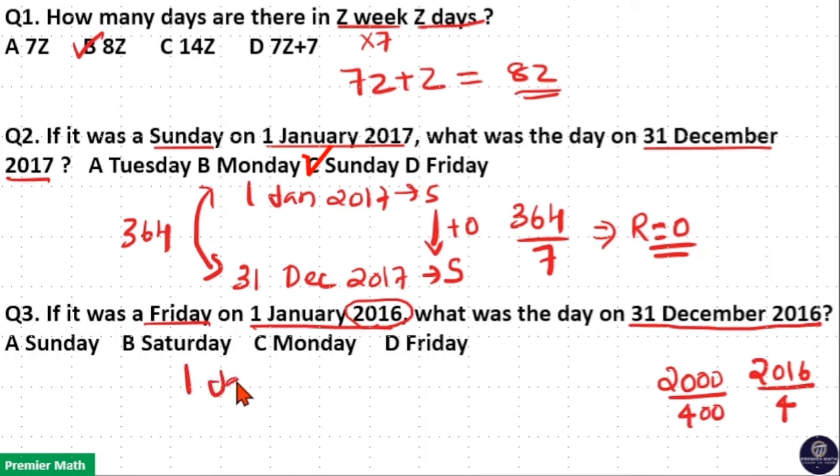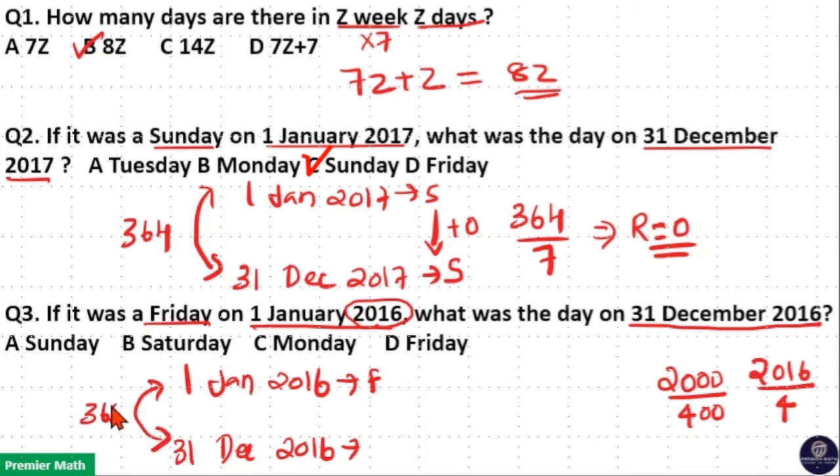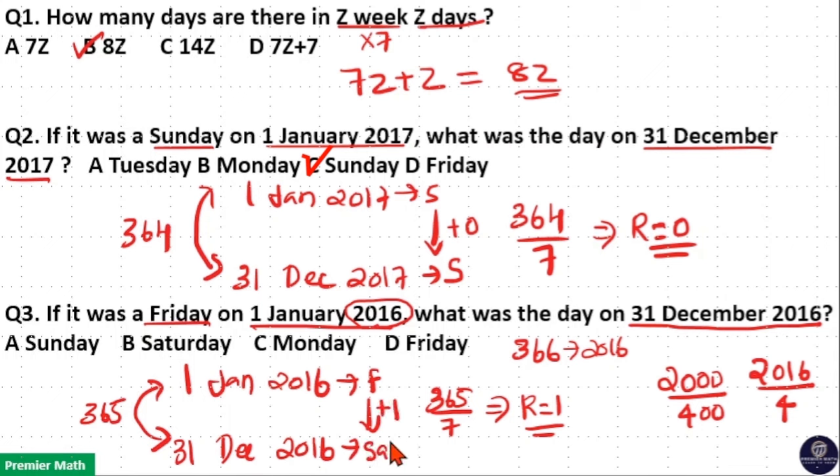Now here, 1st January 2016 is Friday. Then 31st December 2016 is what day? Here, difference between last day and first day of 2016 is 365 because there are total 366 days in 2016 because it is a leap year. Now find the odd days in 365 days. 365 by 7 will give you remainder 1. Remainder 1 means there is 1 odd day in 365 days. So if 1st January 2016 is Friday, then 31st December 2016 is Friday plus 1, that is Saturday. So option B is your answer.